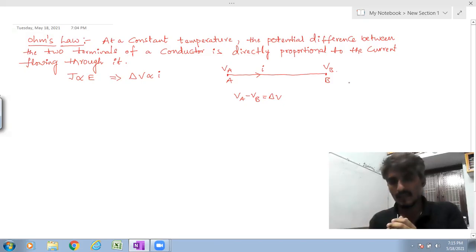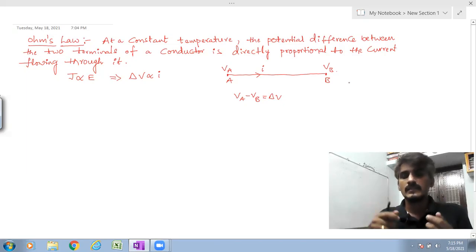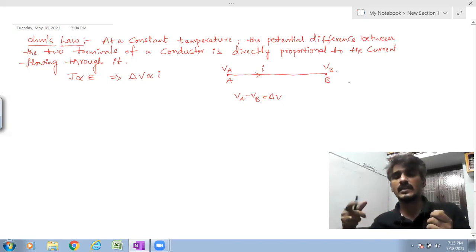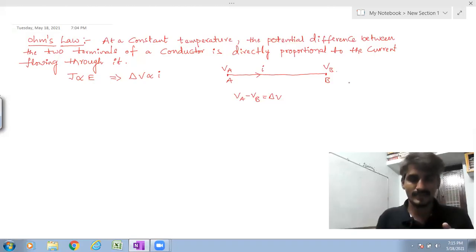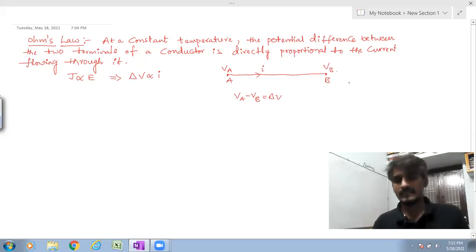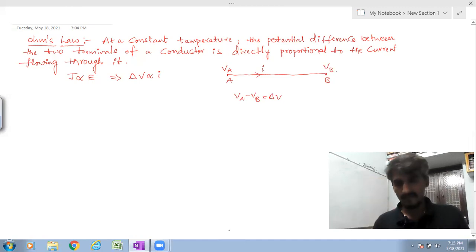So if we give still more potential difference to it, if we increase it to 4 volts, then what happens? Again its kinetic energy increases. The electron's kinetic energy increases. It goes with a greater drift velocity. That's why current will be increased. Do you understand?